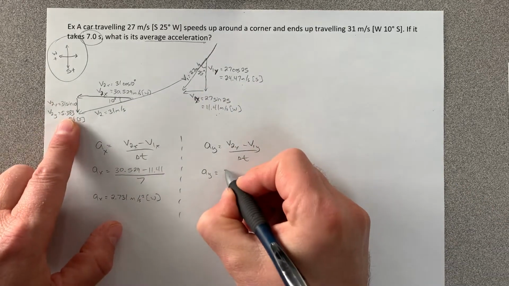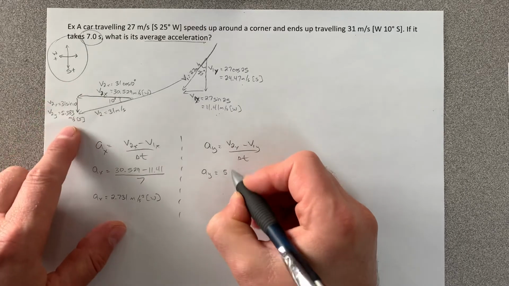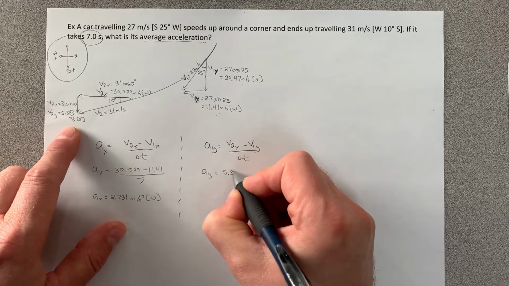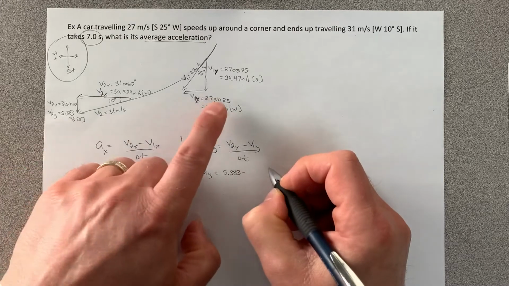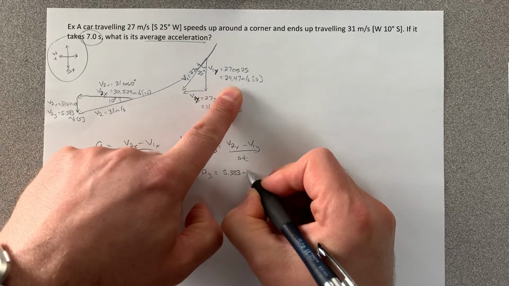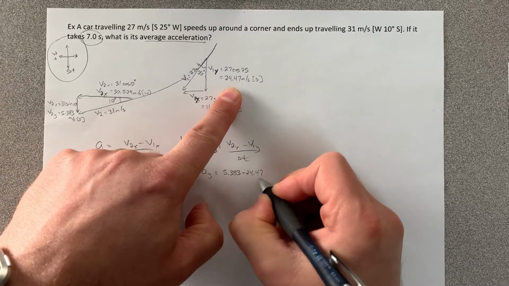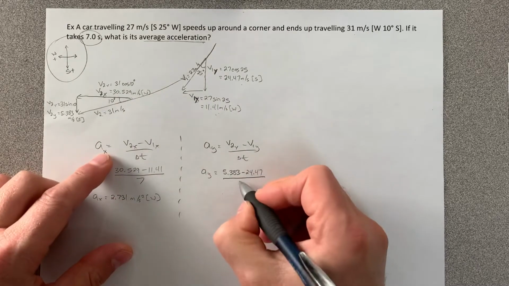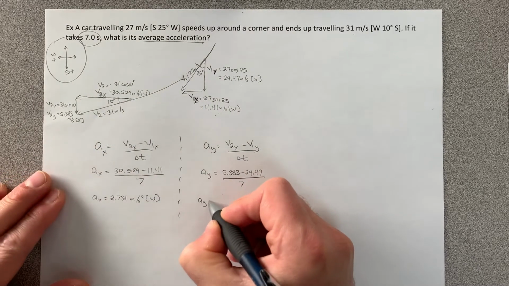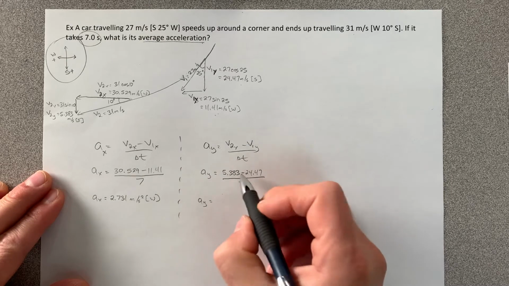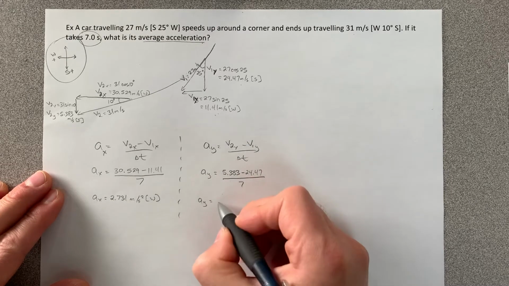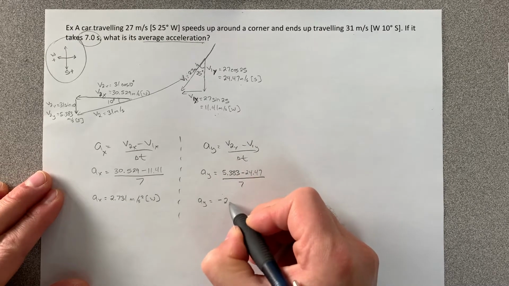In the y direction, v2y, south again is positive, so this is positive. Minus v1y, 24.47. 7 seconds goes on the bottom. Acceleration in the y direction. Now, this top part here is going to give me a negative. Okay, so I'm going to get negative.